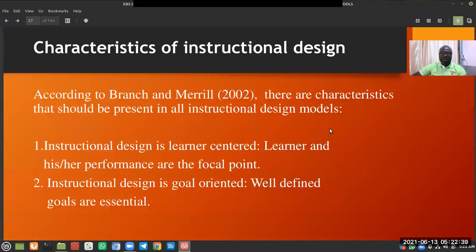According to Branch and Merrill, 2002, there are characteristics that should be present in all instructional design models. 1, the instructional design is learner-centered. The learner and his or her performance are the focal point. 2, instructional design is goal-oriented. In other words, well-defined goals are essential.